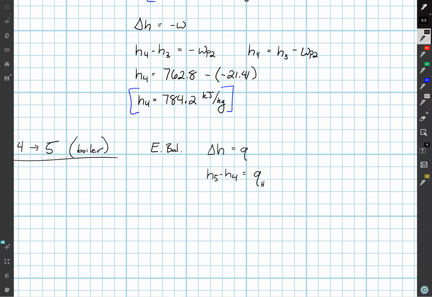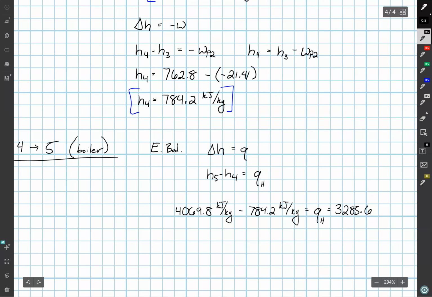H5, that was one of the first things we found. That was, if you look back, 4069.8 kilojoules per kilogram. H4 we just found right above, that's 784.2 kilojoules per kilogram. Equals QH, which equals 3285.6 kilojoules per kilogram.